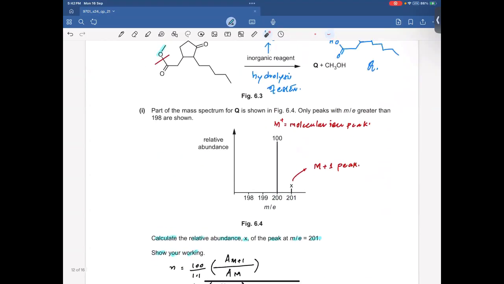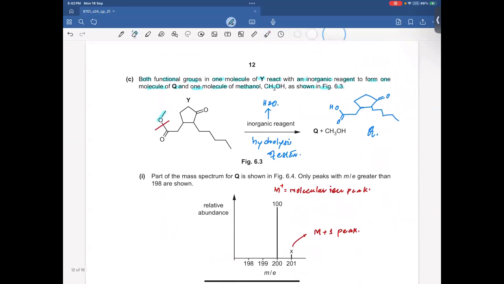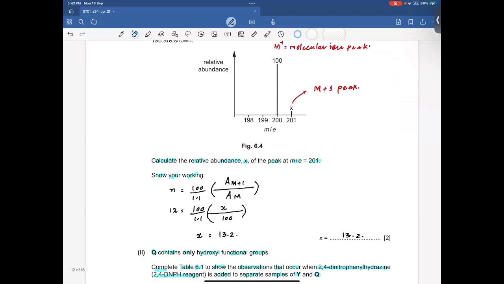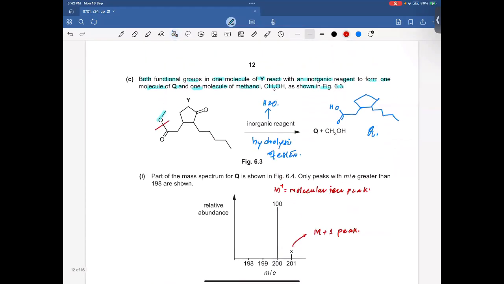Oh, my bad, my bad. I've got my mistake. That's so bad. The examiner has given us a clue. It's not double bonded. It's basically only a hydroxyl functional group. The Q contains only a hydroxyl functional group. All right, and that's what I was thinking, what I've done in this question.